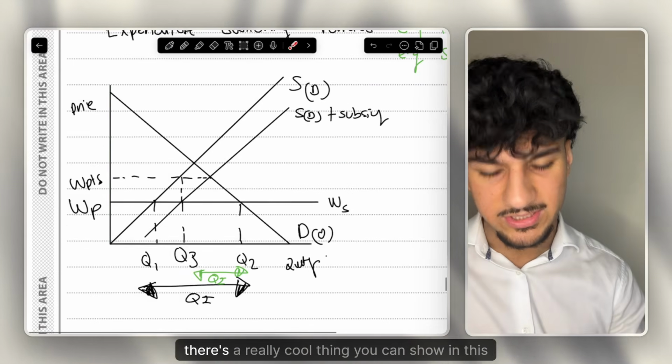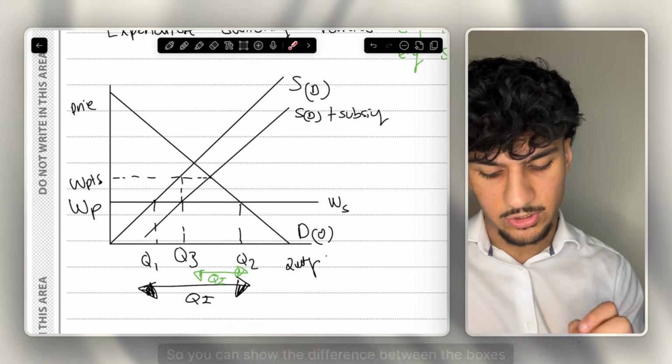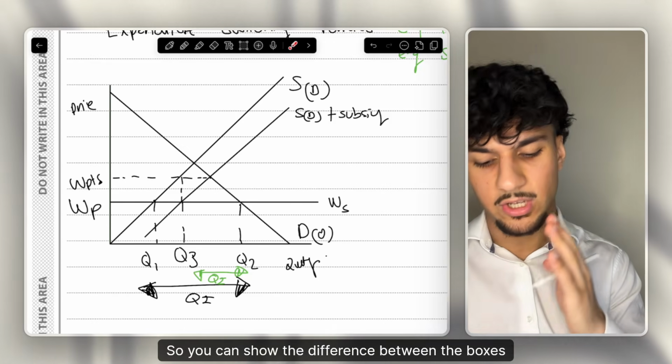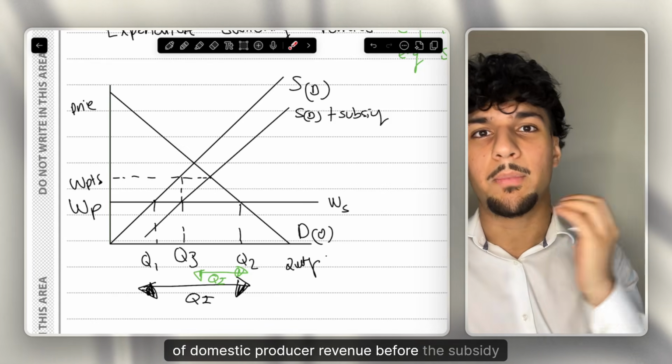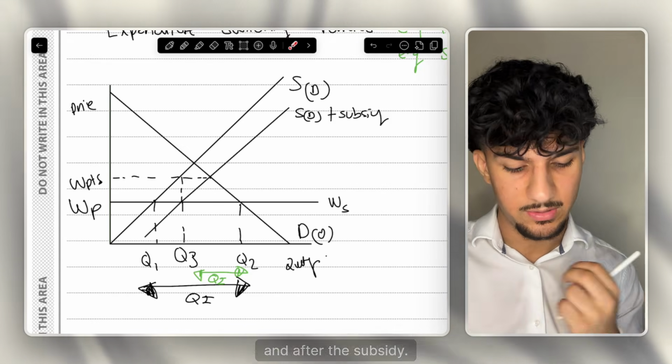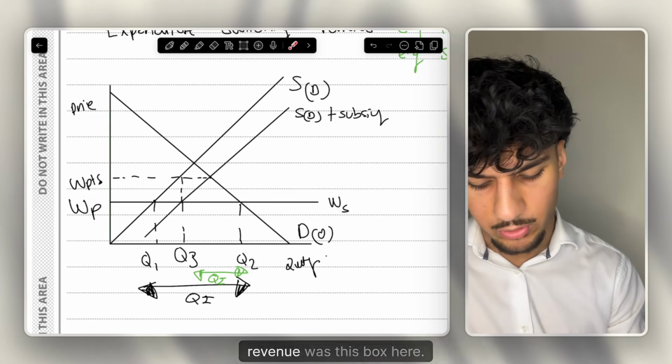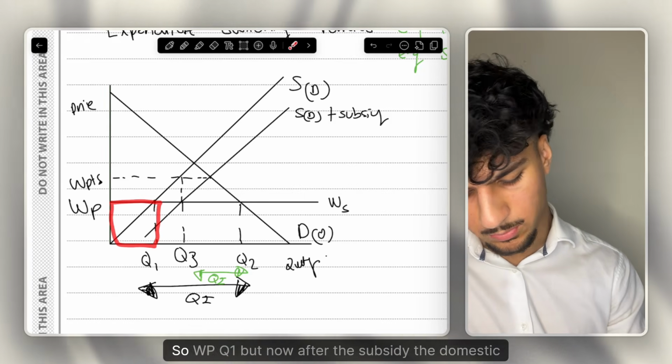Now, for the high level students, there is a really cool thing you can show in this diagram. You can show the difference between the boxes of domestic producer revenue before the subsidy and after the subsidy. So before the subsidy, the domestic producer revenue was this box here, so WP times Q1.